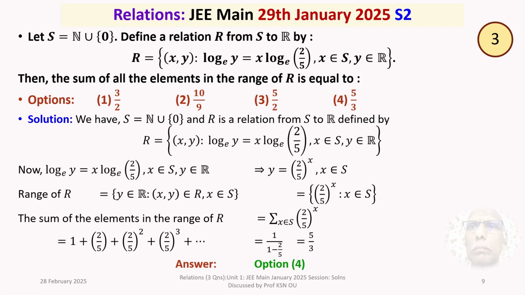Where is the answer in the options? Against option 4. The answer to this question is given in option 4. That is the detailed discussion of the solution of this problem, and it is a very simple and straightforward problem.